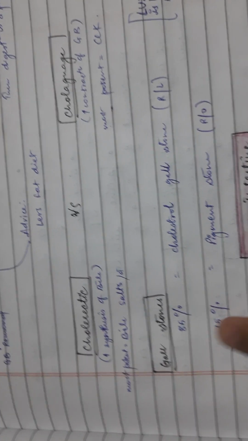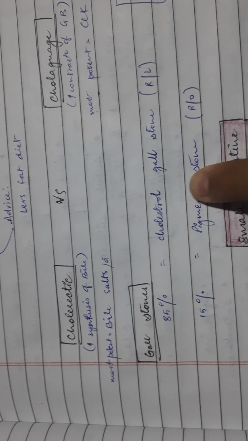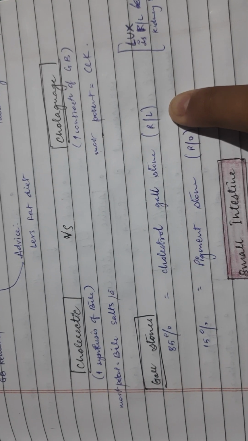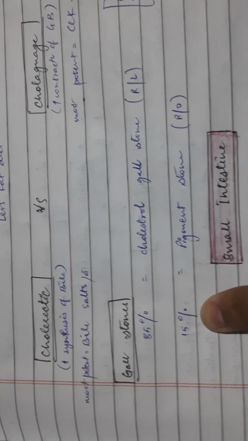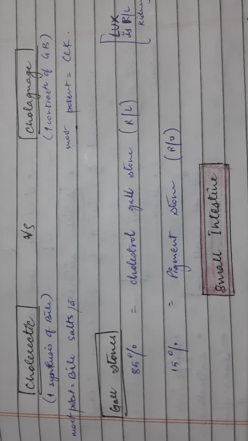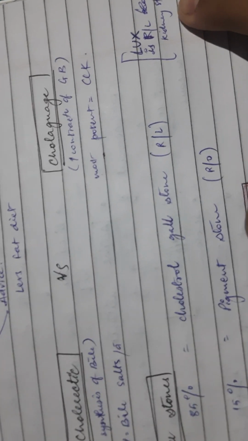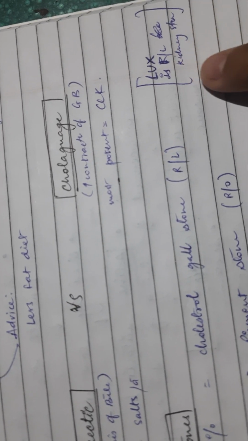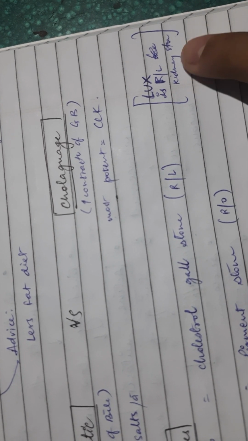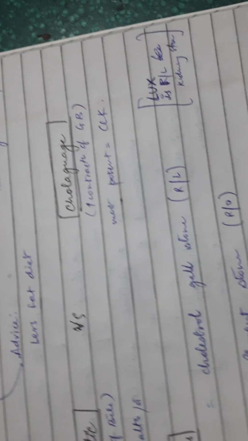Now gallstones: 85% are cholesterol gallstones, which are radiolucent, and 15% are pigment stones, which are radiopaque. In the kidney, we have seen only one radiolucent stone, which is uric acid.